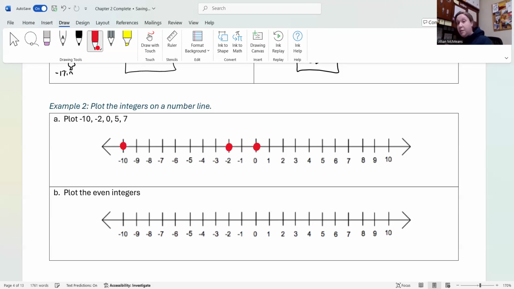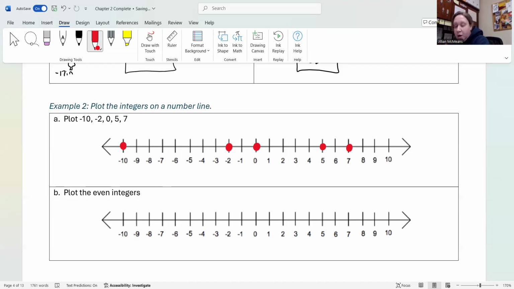Okay? Now on the positive side, we have 5 and we have 7. So in this case, when you're to the right of 0, the further away from 0 you are, the bigger you are. So make sure you really understand what's bigger, what's smaller, and how this number line works.